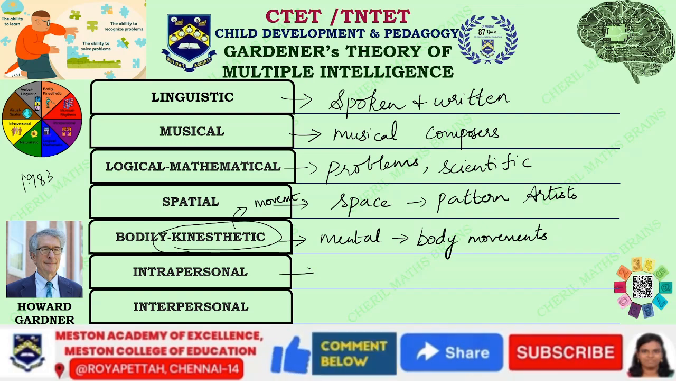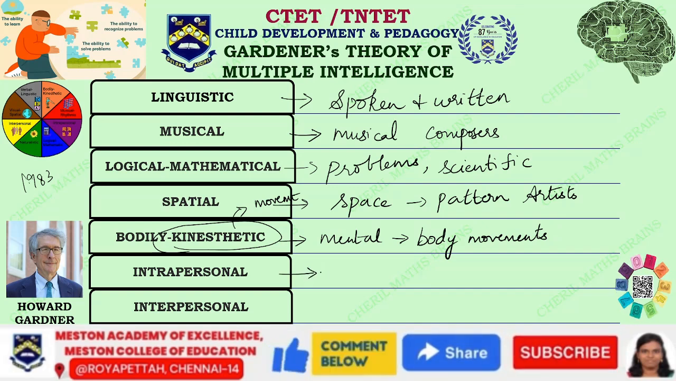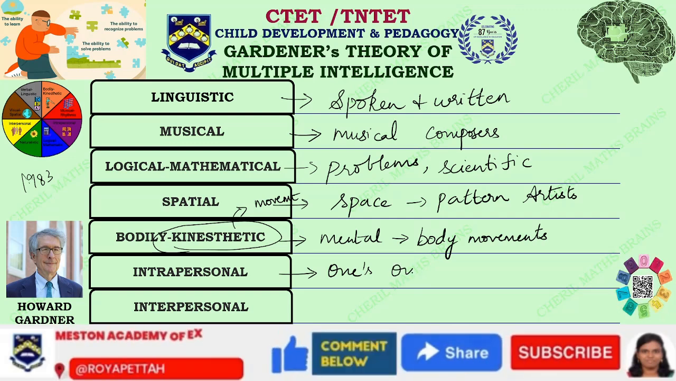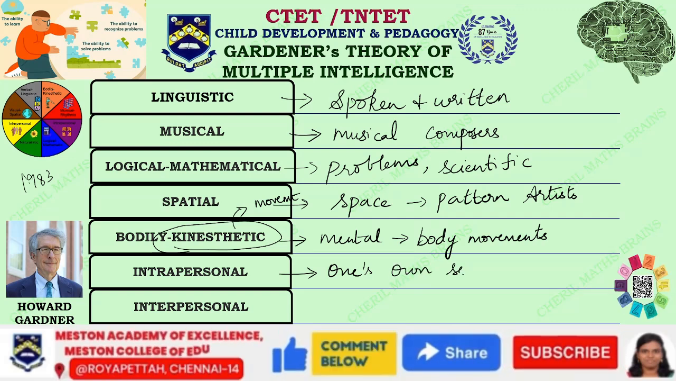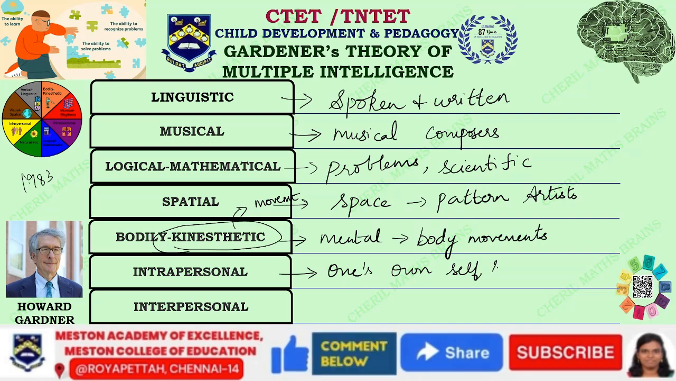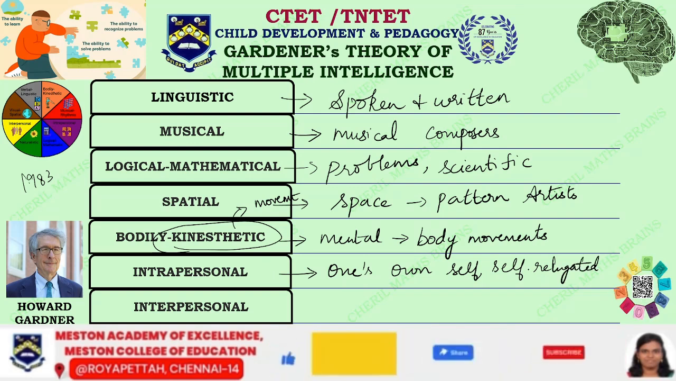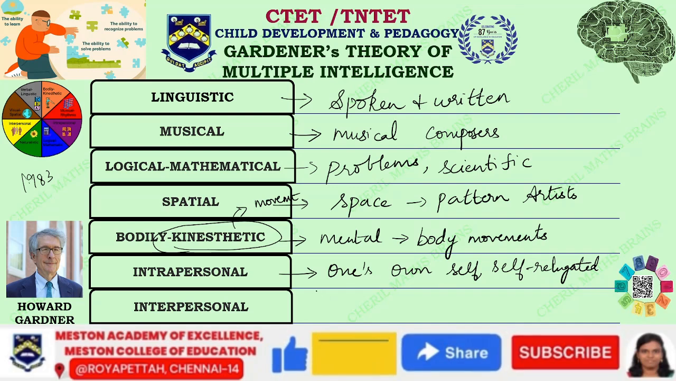The next one is intrapersonal. Intrapersonal is understanding one's own self, how much we understand our own self. In short, we need to know who we are and what we are able to do. That is what intrapersonal is. We need to know this for our self regulation. Our life should be self regulated, and that is possible only because of intrapersonal intelligence.